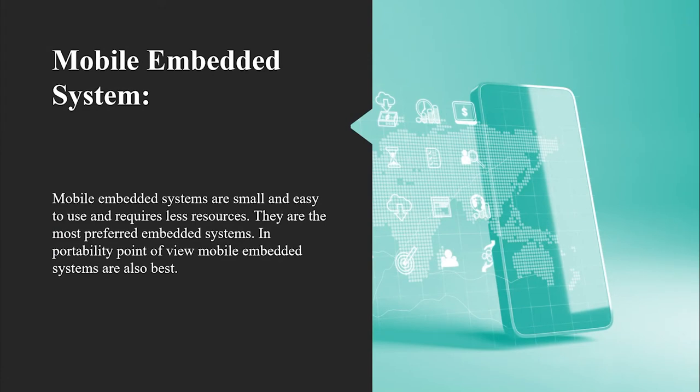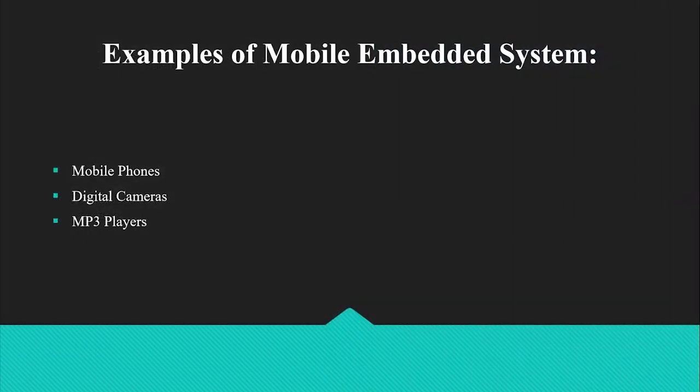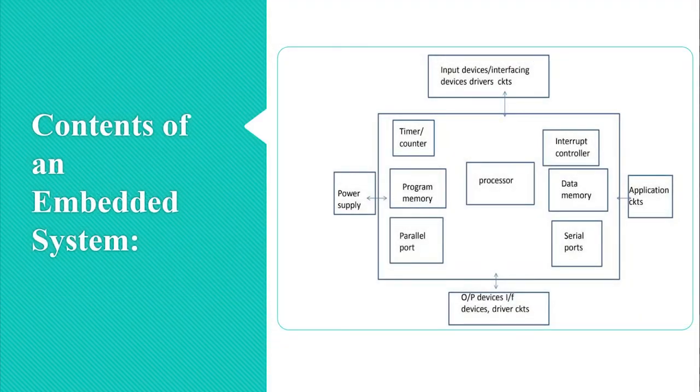Mobile embedded systems. It is mobile in nature. So mobile embedded systems are small and easy to use and require fewer resources. They are the most preferred embedded systems. From a portability point of view, mobile embedded systems are best. Examples of mobile embedded systems: mobile phones, digital cameras, and MP3 players are some examples of mobile embedded systems.